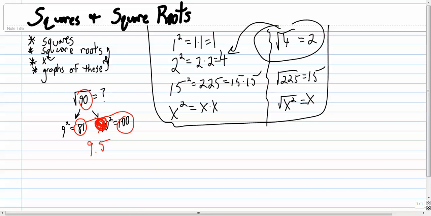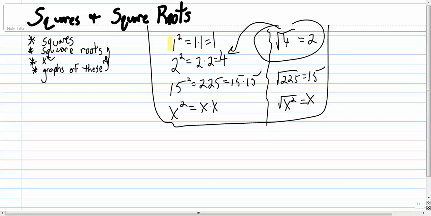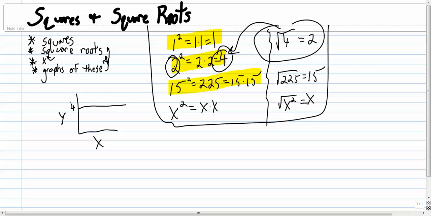Okay, so what would other graphs look like here? If we want to make a graph of any of these, 1 squared, 2 squared, 15 squared, the graph is going to look the same for all of them, because if you pick a number for x, like let's say we pick 2, and we say 2 squared is 4, so this is just going to be a flat line at a height of 4. And this one is just going to be a flat line at a height of 1, because that's a constant. So that's not really very interesting.